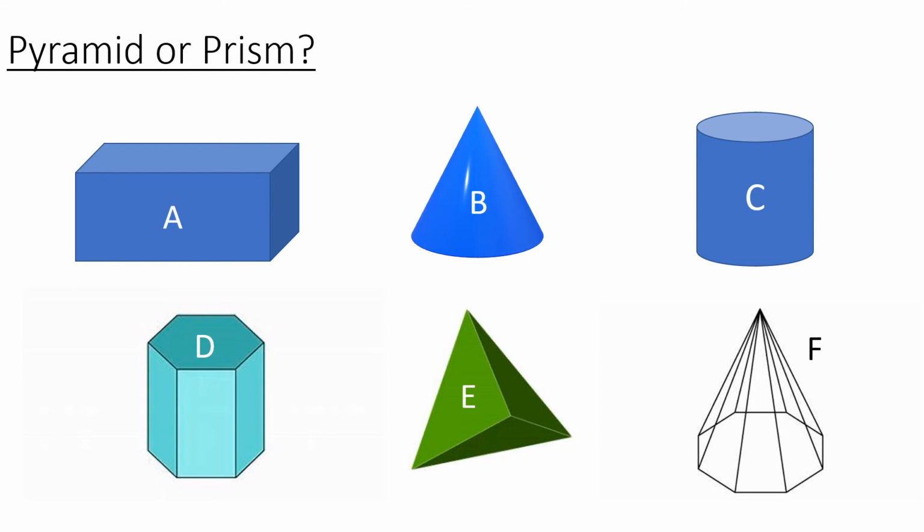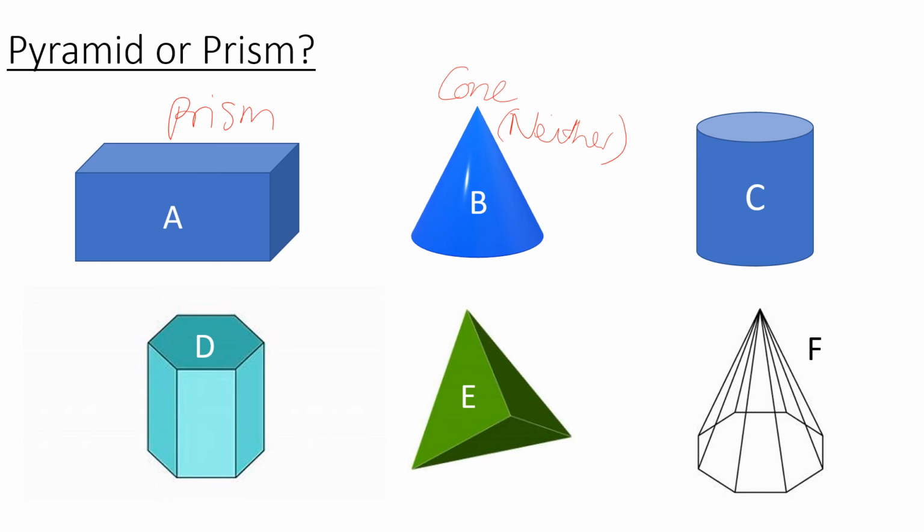Okay, so A, that one has identical ends, so it is a prism. The cone, it comes to a point at the top. However, it's not got triangular sides, so that's a bit of a trick one, that one. That's actually neither, but we have already looked at the name and it's a cone. So sorry, that was a little bit misleading, that one.